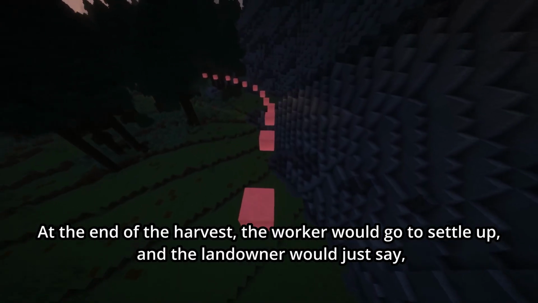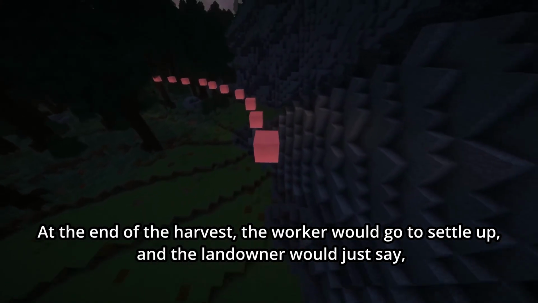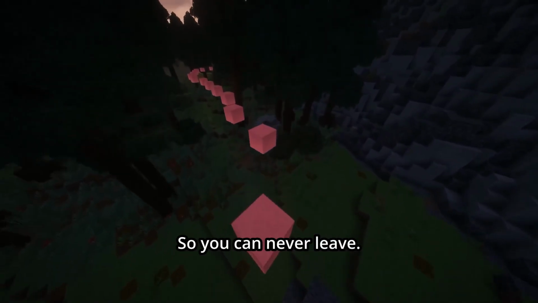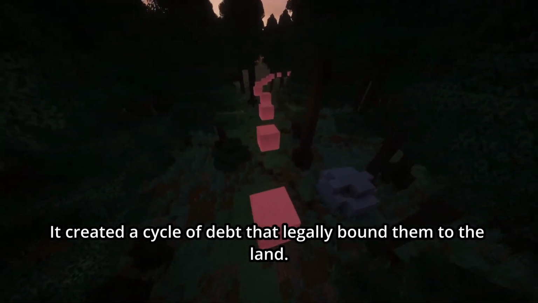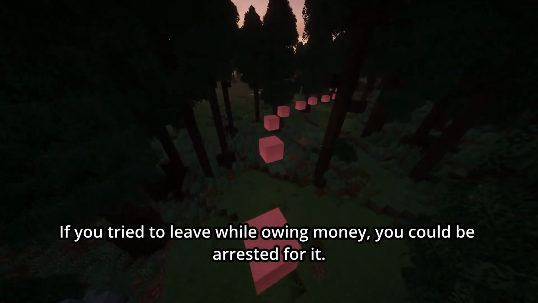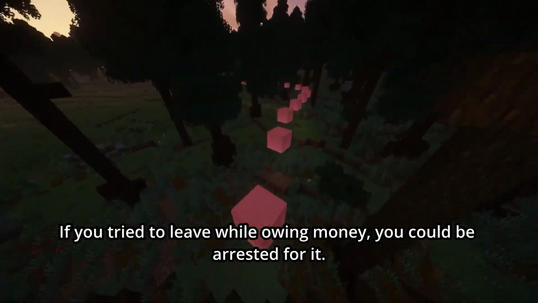At the end of the harvest, the worker would go to settle up, and the landowner would just say, "Great job, but after expenses, you actually owe me money." So you can never leave. It created a cycle of debt that legally bound them to the land. If you tried to leave while owing money, you could be arrested for it.